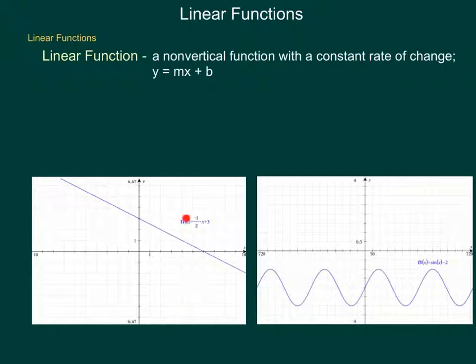The 1/2 tells us our descent rate. It's going down half a step for every one step it moves over, or it's moving down one step for every two that it moves to the right.